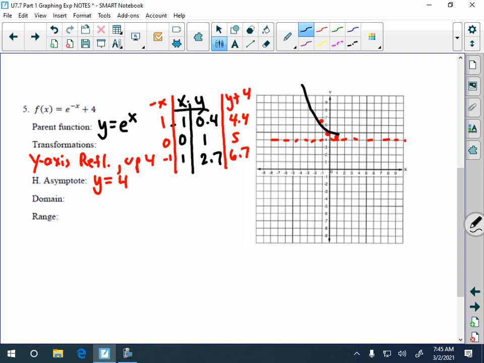Let's draw a graph. Okay, run it next to your asymptote. All right, so our domain, negative infinity to positive infinity, and then our range looks like 4 to infinity.